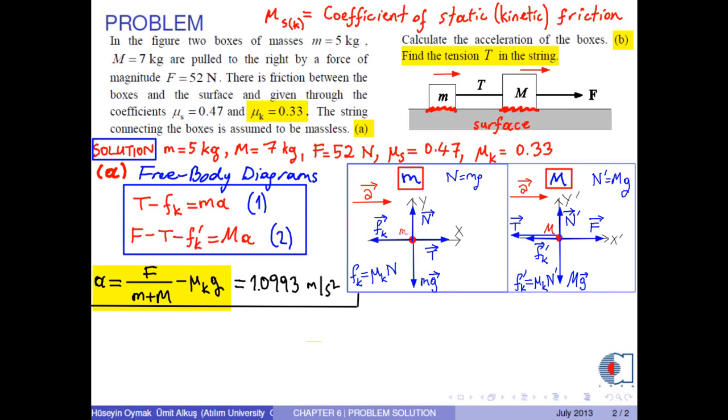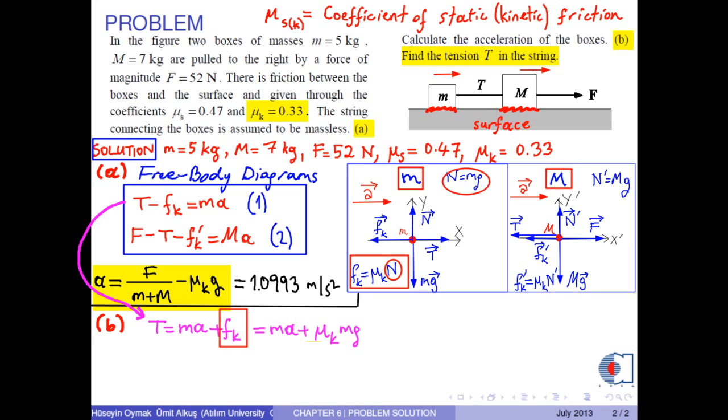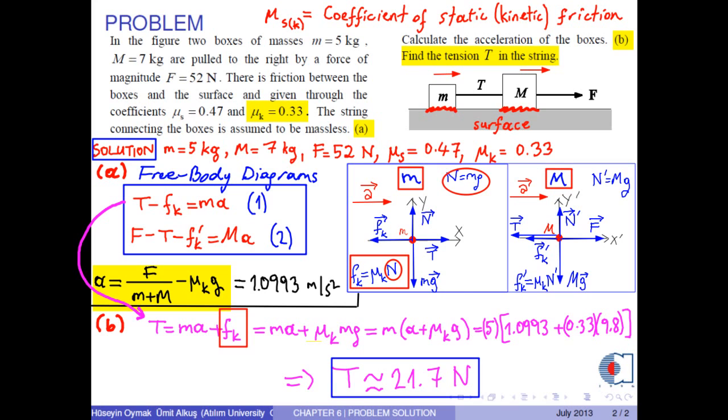B. Find the tension T in this string. We have from equation 1 that T equals m times a plus Fk. Since Fk is equal to mu k times m times g, we have m times a plus mu k times g. With the corresponding numerical values, we obtain the tension T in this string as approximately 21.7 newtons in 3 significant figures.